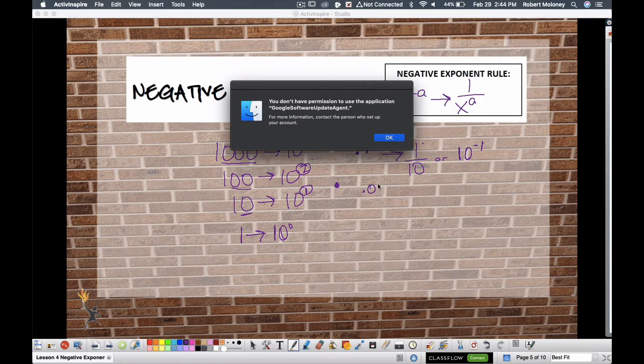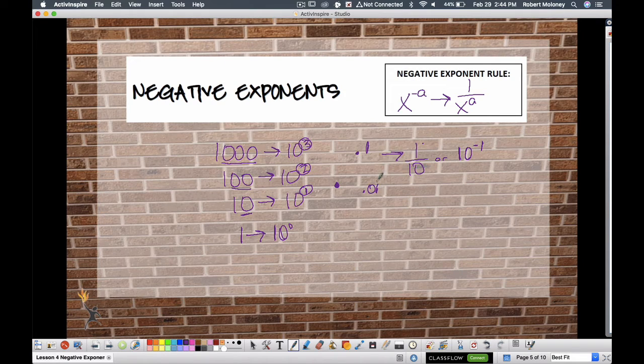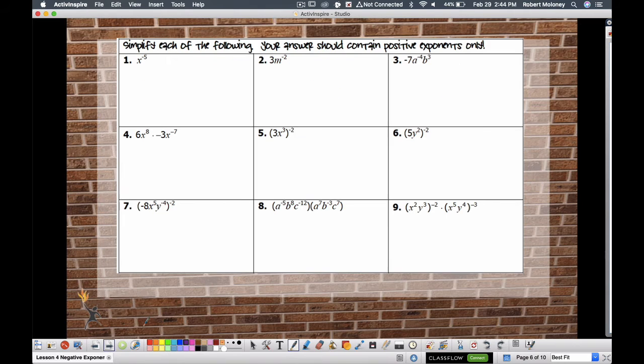Where now I've got 1/100th. I can write it as 1 over 100. And that simply looks like 1 over 10 squared if I take this information. And then the other way to write it is 10 to the negative 2. All of these are different ways to kind of look at a negative exponent. So let's take a few minutes and start exploring this.